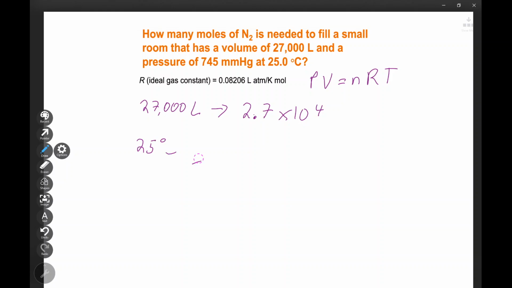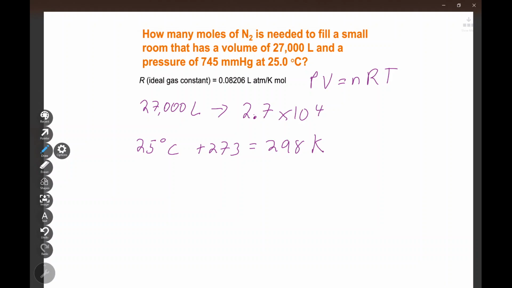Okay, so let's take a look at this one. The first thing with a problem like this is let's just go ahead and convert our units. So we can write our equation that we need. Remember, we're looking at PV equal to nRT, and we have our ideal gas constant here. So let's put everything into the right units. The first one we have is 27,000 liters. Liters is good, but let's make this 2.7 times 10 to the 4th power, just to make it a little easier to handle.